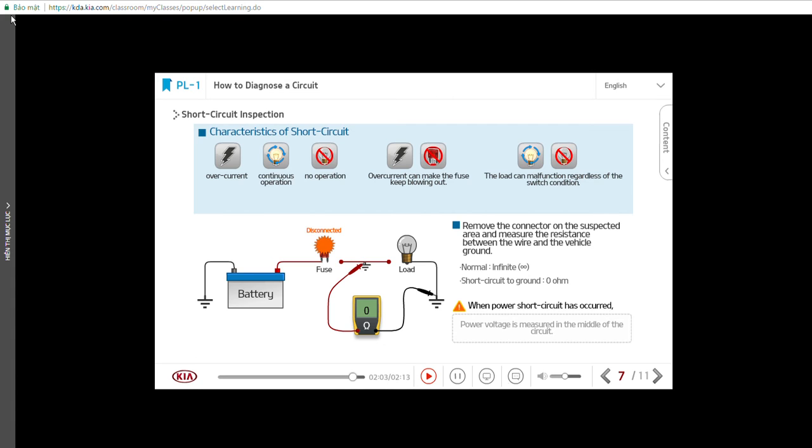For the record, what we have learned so far was about a short circuit to the ground. Rarely, power short circuits may also occur. In this case, power voltage is measured in the middle of the circuit.